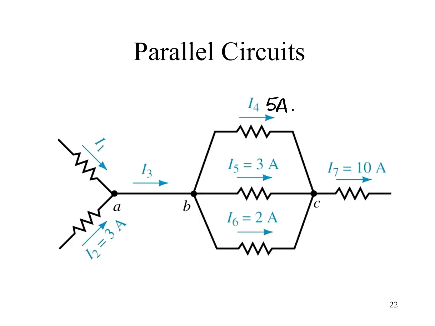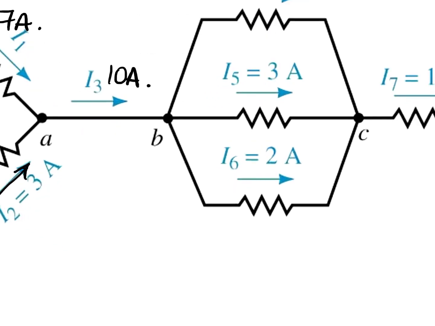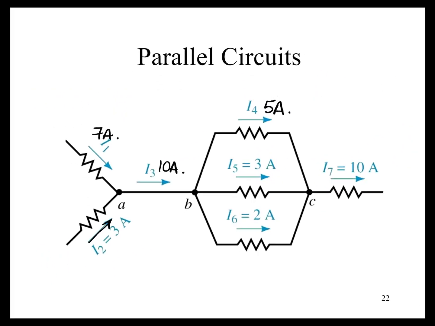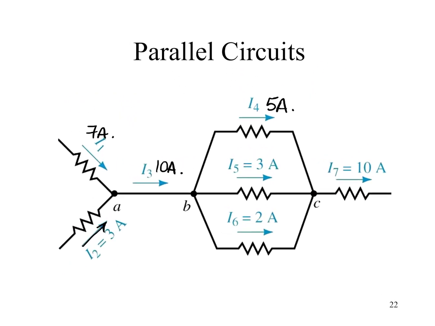Over here then, we know that we have to have 10 amps entering that node in order to balance it. And therefore, with 3 amps entering here, the remaining current is 7 amps entering here. If we look at balancing, 7 plus 3 equals 10. 10 equals 5 plus 3 plus 2. 5 plus 3 plus 2 entering equals 10 exiting.